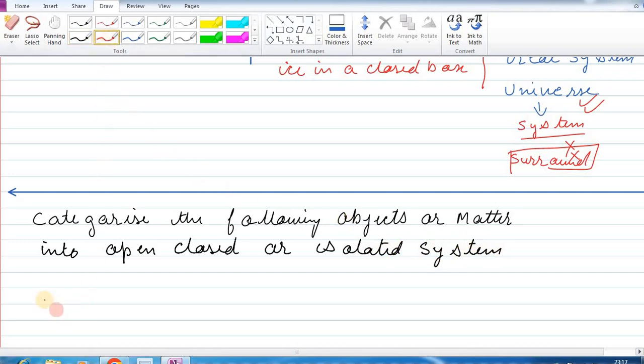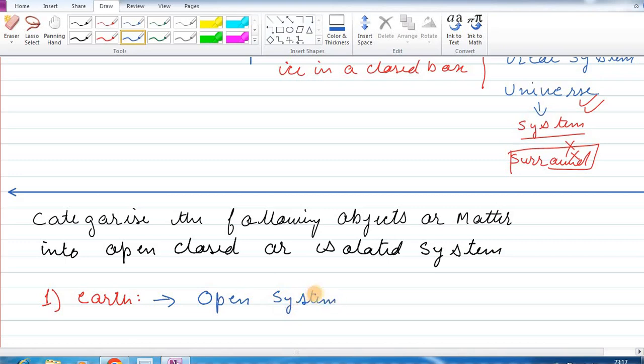First is Earth. Come on, think about it. Whether Earth is an open system, isolated system, or a closed system. So the answer will be open system. Earth is an open system. How?